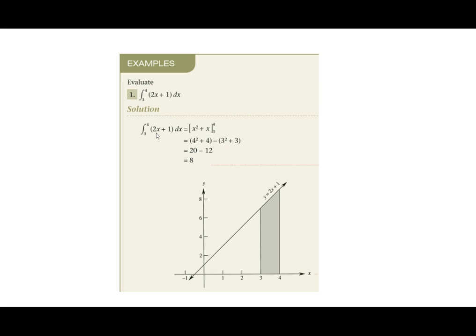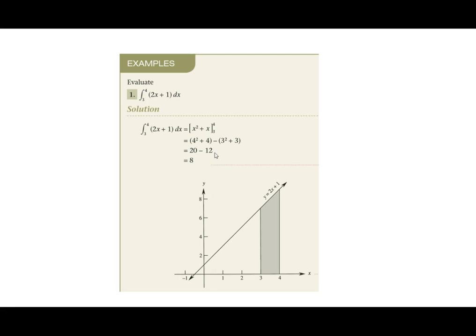Then we integrate the function. So the integral of 2x is x squared. The integral of 1 is x. Notice there's no constant. And close the square braces off, and at the top we put the end point, at the bottom we put the start point. And so then on the next line, the first part is substitution of the endpoint. So we're replacing x with 4, so 4 squared plus 4, then minus the start point, which is 3, so it's 3 squared plus 3. Do the calculation, answer is 8.